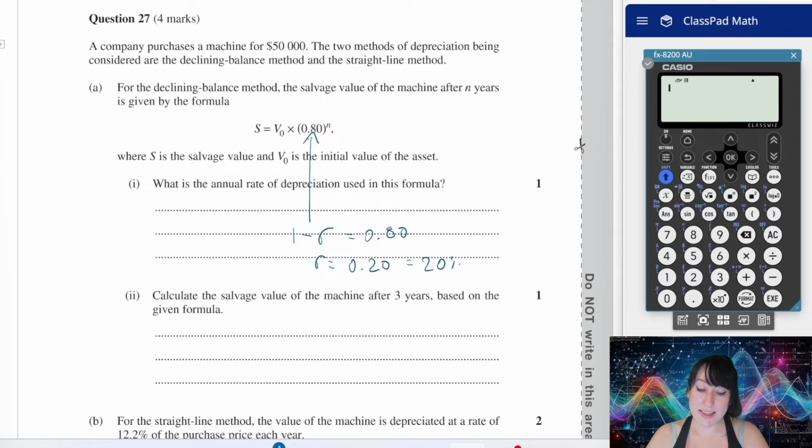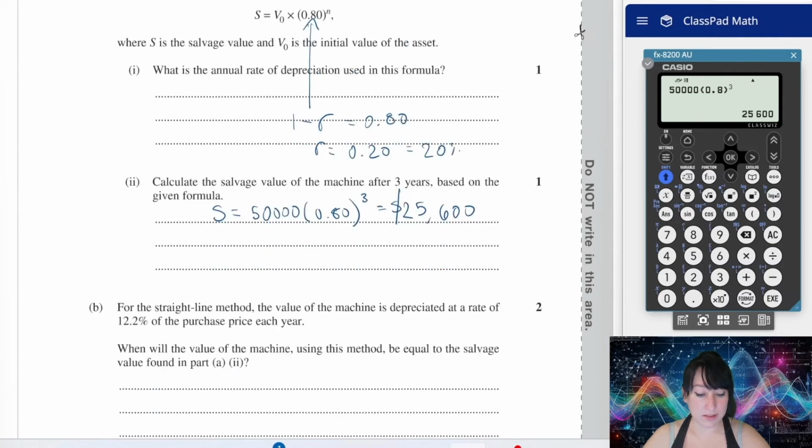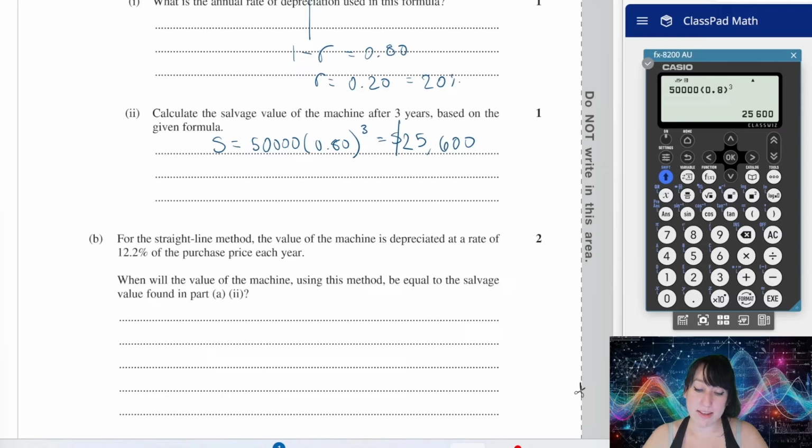Now, in the next part, calculate the salvage value of the machine after 3 years based on the given formula. So salvage value is equal to initial value, in this case 50,000, times 0.80, which again is equal to 1 minus R, to the power of n, in this case 3 years. We'll want to use the calculator, of course. So that's $25,600.